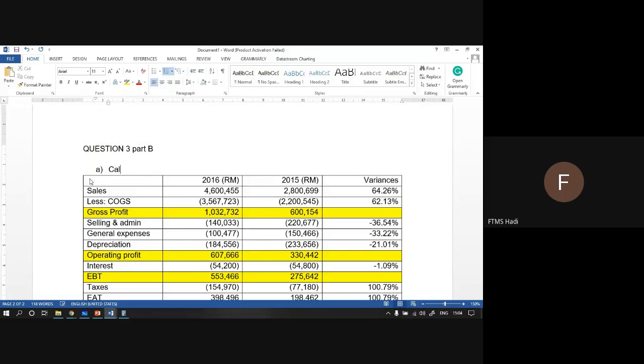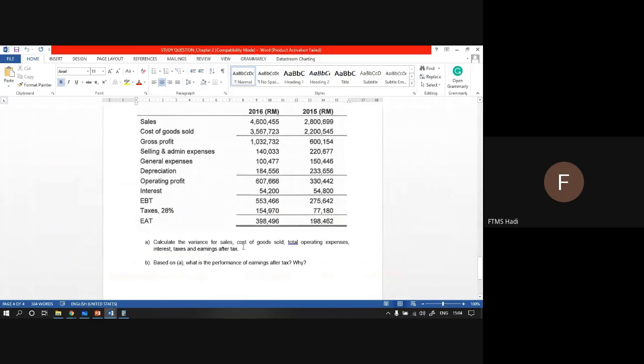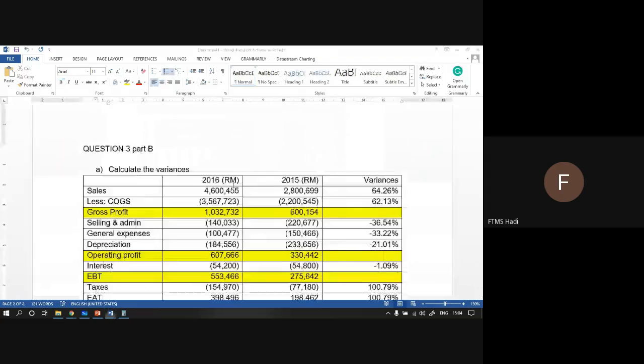Calculate the variances. Okay, done. The cost of goods sold, total operating expenses, everything is done. It is here.